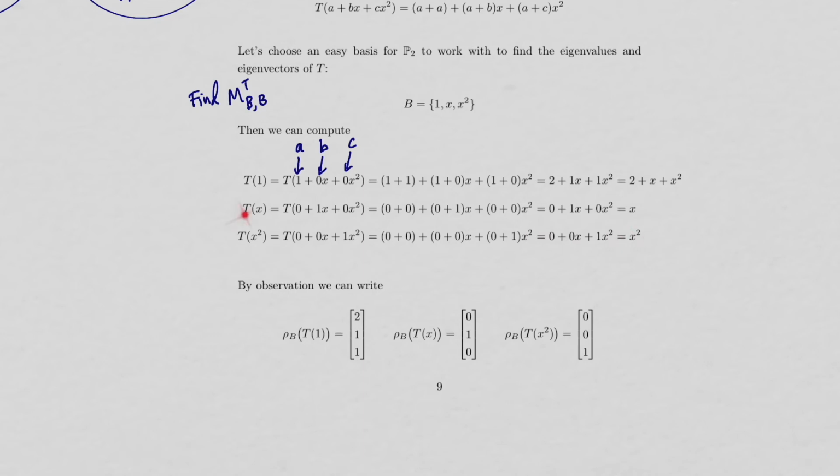It's just a coincidence that T of x is equal to x and T of x squared is equal to x squared. That wouldn't be true for any polynomial in P2. For example, T of 1 is 2 plus x squared, which is certainly not equal to 1.